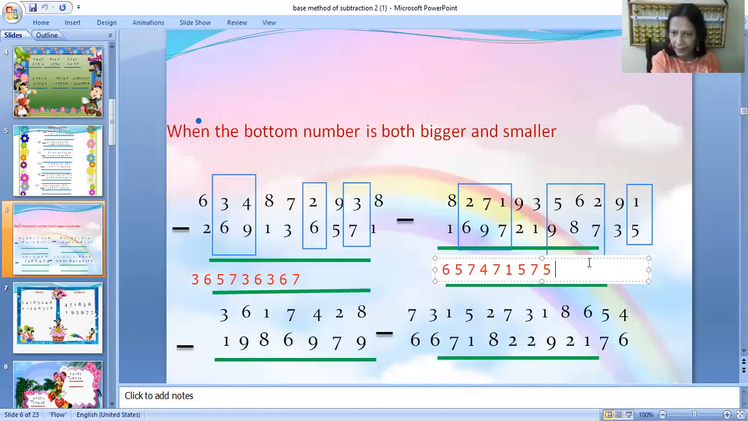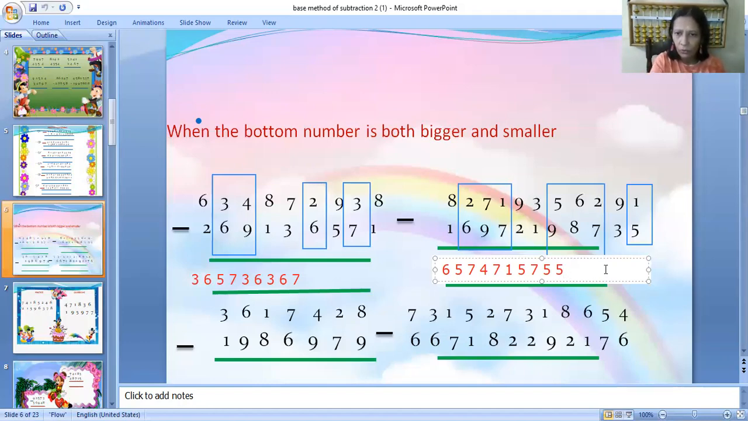9 minus 3 is 6. Will you write 6 here? Yes or no? Tell me, think about it yourself. 9 minus 3 is 6. So will you write 6 here? Think. Now you have to think. Okay. You will not write 6 here. Why? Because in the next pair, you have to check. You need the borrowing. Okay. So you have to see what comes before 6. 5 comes before 6.